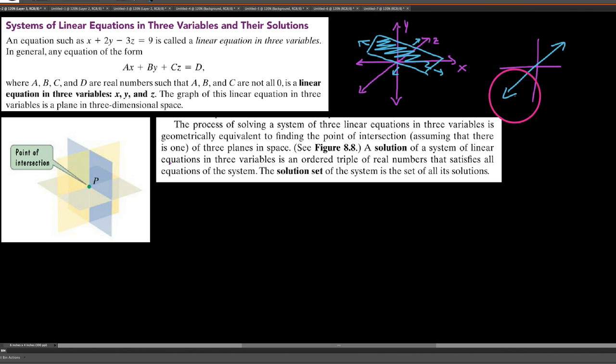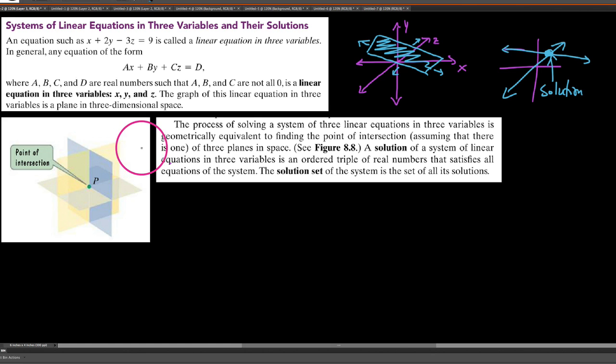Usually we look at a linear equation as a line. In 3 dimensions, it's just a straight plane. So when we look at a system of 3 of these planes together, recall that when we talk about a system of equations, we are looking for a common solution to all of the equations in the system. With a 2-dimensional situation, the solution was the point of intersection, because it is in both of their graphs, and all of the points on each graph represent the solutions to that particular equation. So the process of solving a system of 3 linear equations in 3 variables is geometrically equivalent to finding the point of intersection, assuming there is one, of the 3 planes in space.